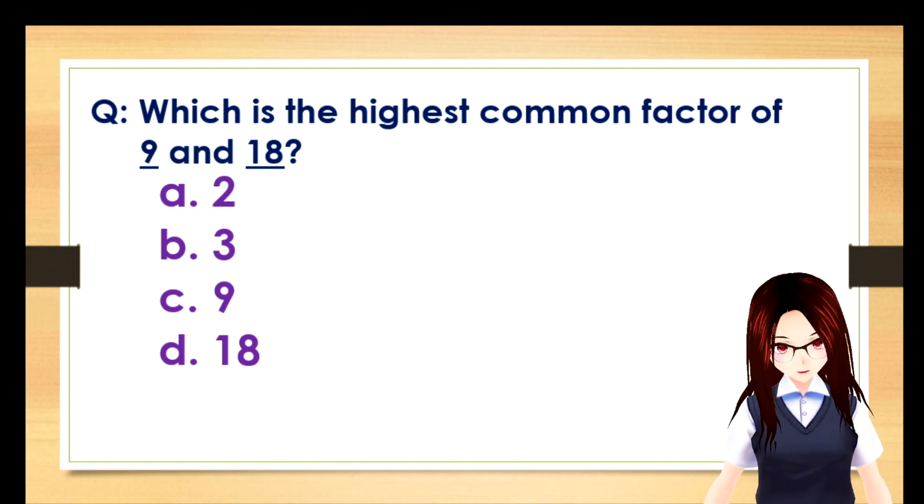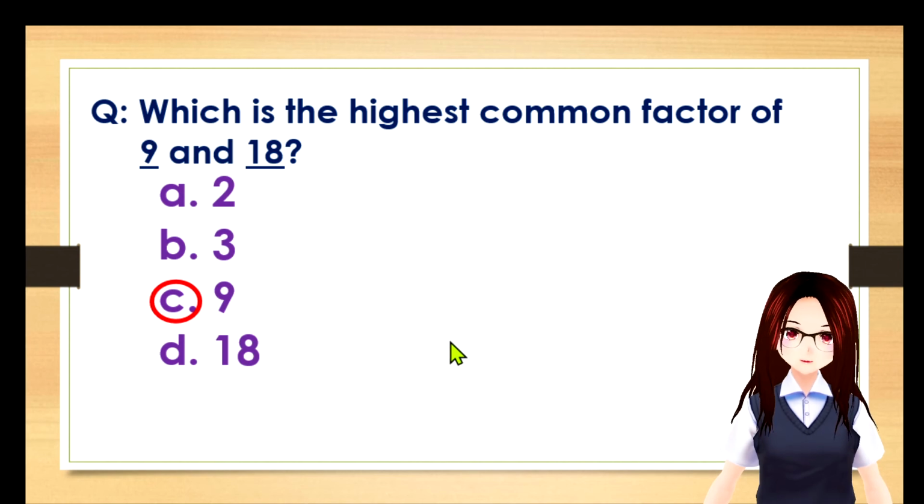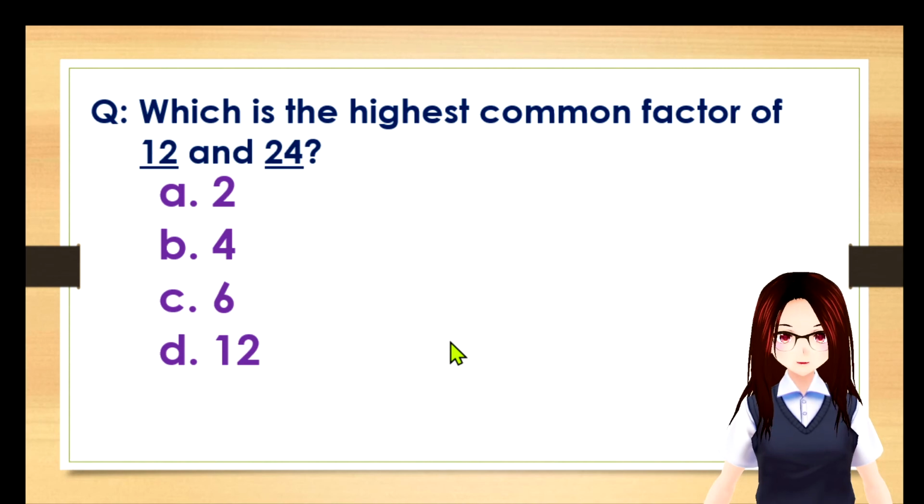Okay, time's up. The correct answer is letter C, 9. Next question. Which is the highest common factor of 12 and 24? Go.